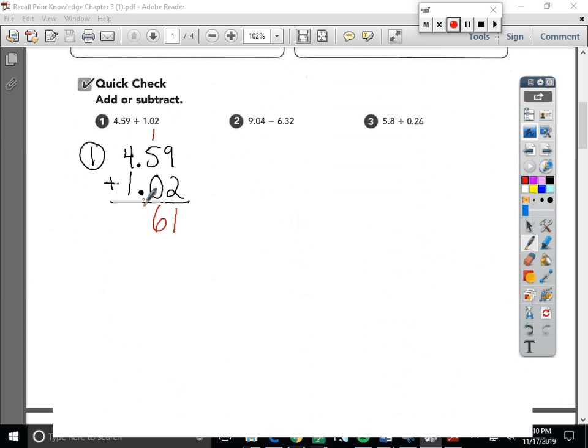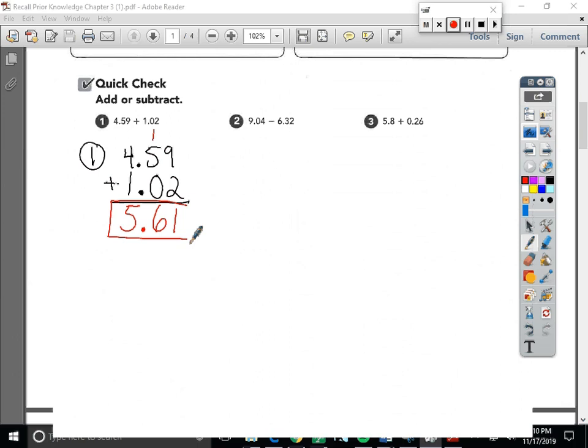And next I run into this decimal, which tells me to bring it straight down with addition or subtraction of decimals. That will be a good rule to use. It helps us separate our whole numbers from the fraction or decimal parts. Next I have 4 ones plus 1 gets me 5 ones.